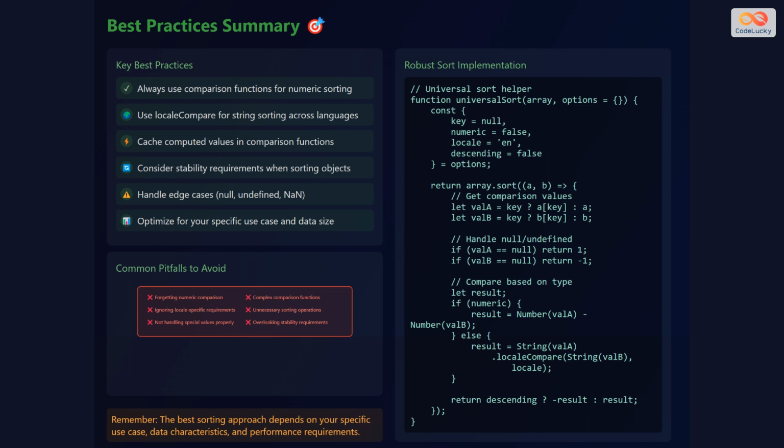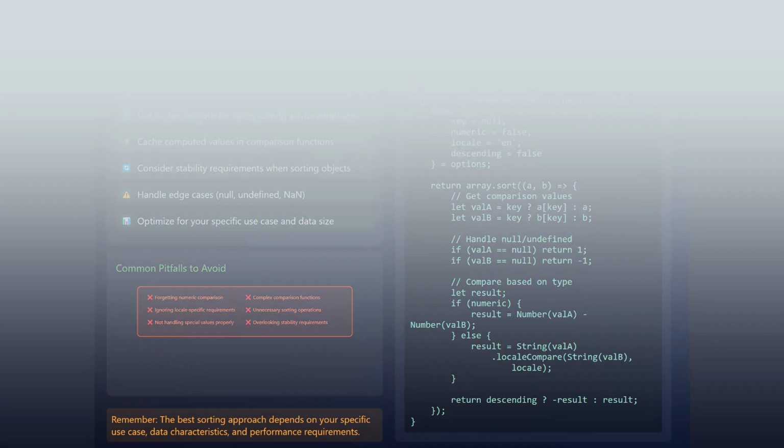Here's an example of a robust sort implementation. It allows passing a key, whether it's a numeric sort, the locale, and whether it's a descending sort. It handles null and undefined values. And it uses a numeric comparison if it's a numeric sort. Otherwise, it uses locale compare for string sorting.